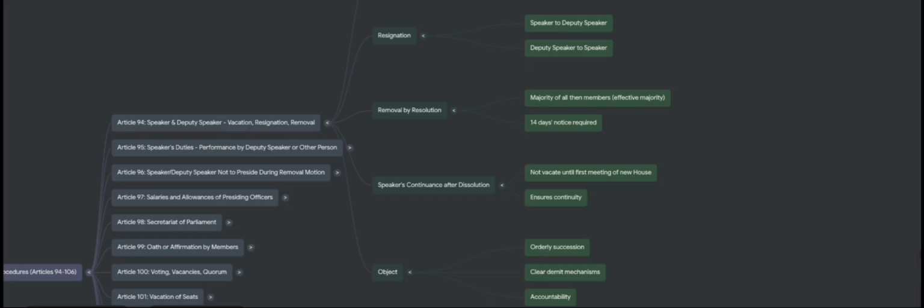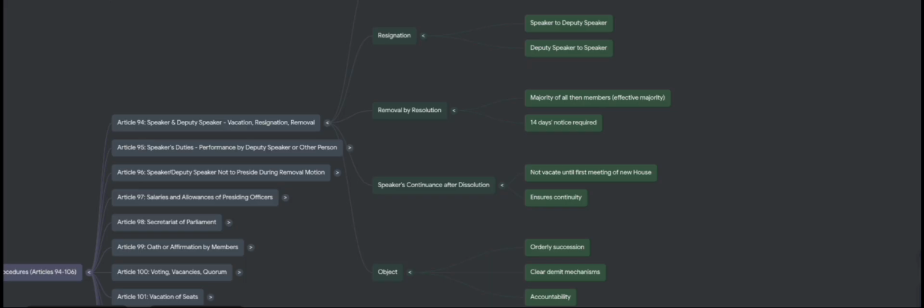A high bar indeed. And there's another crucial procedural safeguard. A minimum of 14 days' notice must be given before such a resolution can even be moved. Why the 2-week heads up? Is it simply about giving them time to prepare a defense? Well, it's partly that, but it's more fundamental. That 14-day notice period is a cornerstone of fairness and due process.